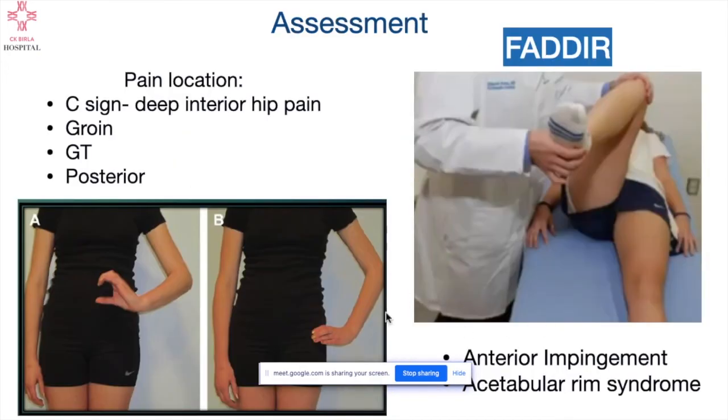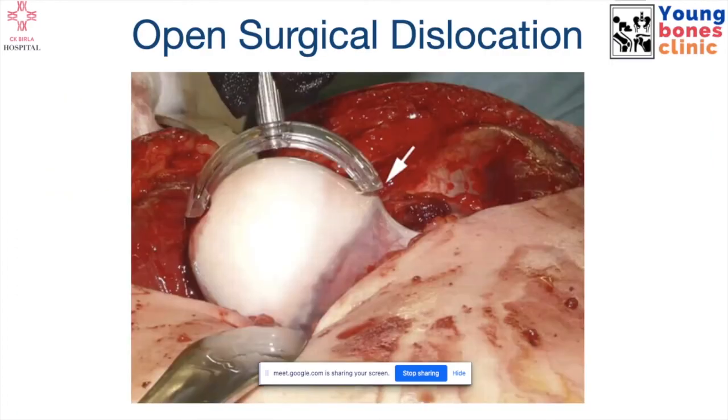So an assessment of FAI, that means femoroacetabular impingement, starts from the history. The patient complains of a typical C sign, making a C around the groin. This is classical of a deep anterior pain within the groin. There can be pain around the greater trochanter, or it can be posterior as well. Flexion, adduction, internal rotation is classic of an impingement because of cam morphology.